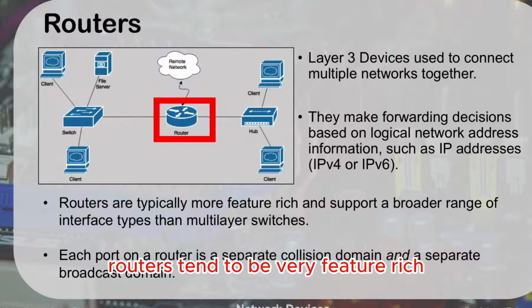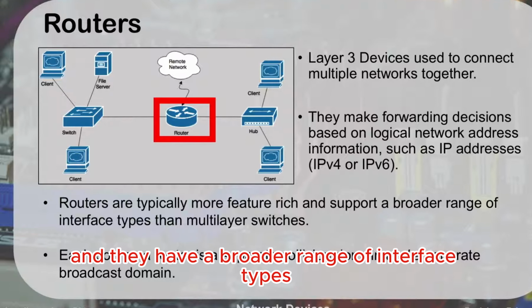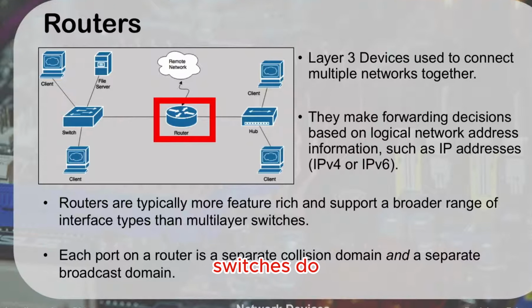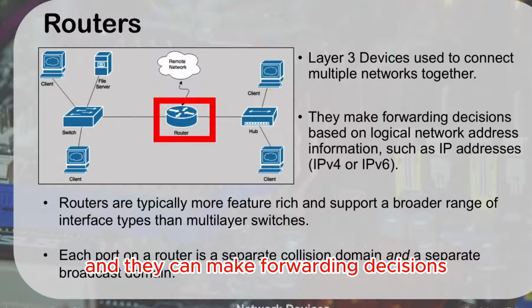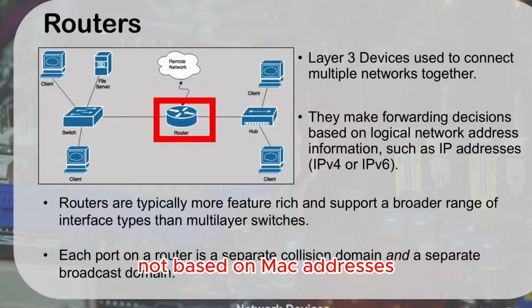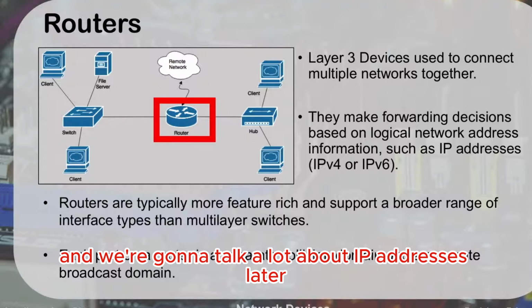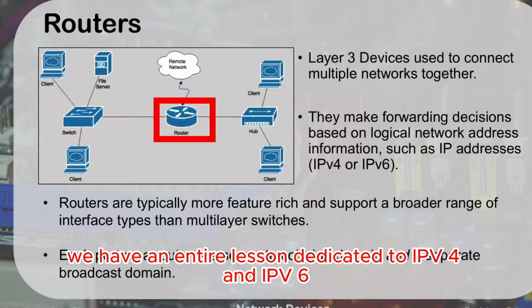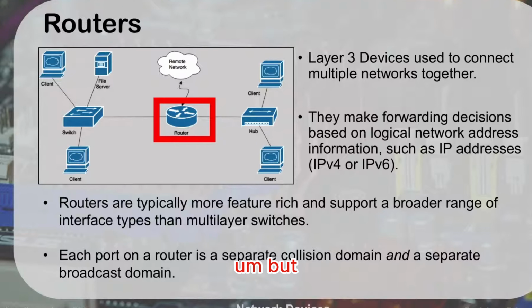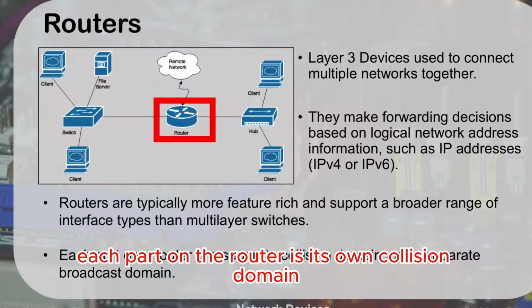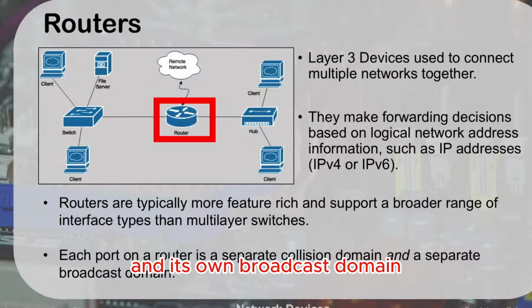Routers tend to be very feature-rich, and they have a broader range of interface types than multi-layer switches do. And they can make forwarding decisions not based on MAC addresses, but based on IP addresses. And we're going to talk a lot about IP addresses later. We have an entire lesson dedicated to IPv4 and IPv6. But each port on the router is its own collision domain and its own broadcast domain.